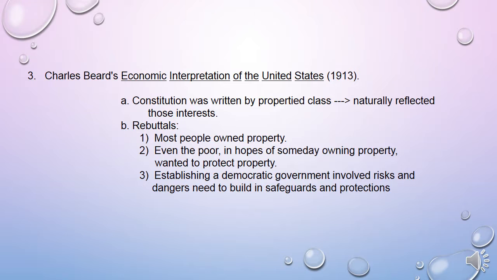Even the poor, in hopes of someday owning property, wanted to protect property. That's one of those ideas that is still alive today, that the poor sometimes support policy that doesn't necessarily go in their interests, because of the idea that maybe one day they will have more money or be more established. And then establishing democratic government involved risks and dangers, so you need to build in safeguards and protections. So those are the arguments against this economic interpretation.